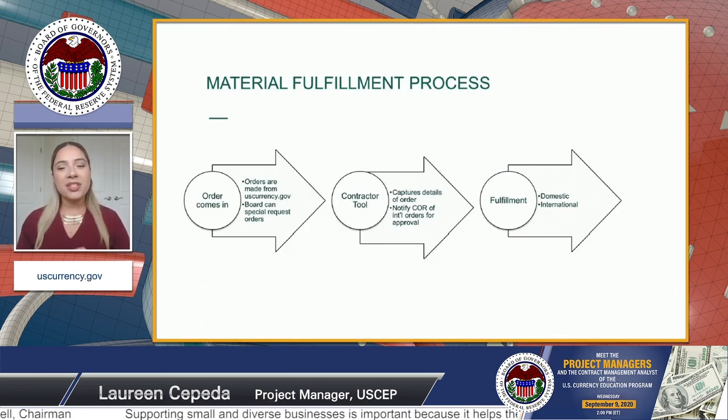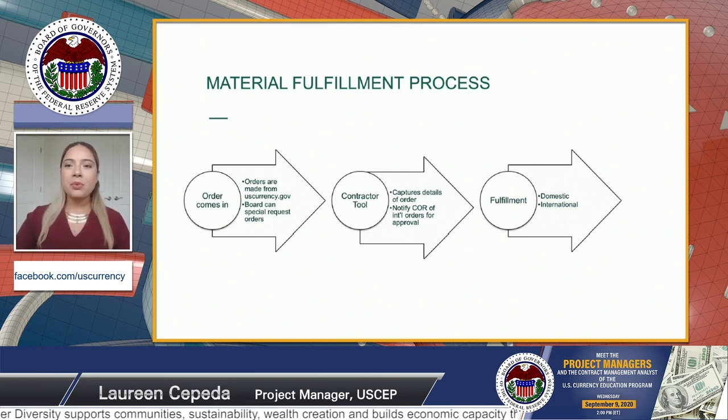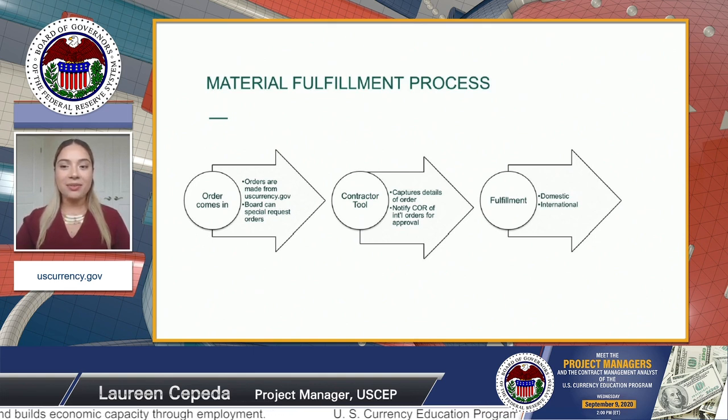We wanted to walk you through the material fulfillment process so you could have a little bit of insight on how fulfillment works. As you can see here, it's a 3-step process. Requests will come in either through uscurrency.gov or through the board. The second step is that orders are recorded in what we call the Contractor Tool, and there's a lot of information on that later, but also tons in our SOW. That captures the details of the order prior to fulfilling. We do require, as you can see, that you notify the Corps of international orders for approval. We'll explain that later on. Once that's recorded in our Contractor Tool, the order is then fulfilled, and our orders are made worldwide, so we could fill that order either domestically or internationally.